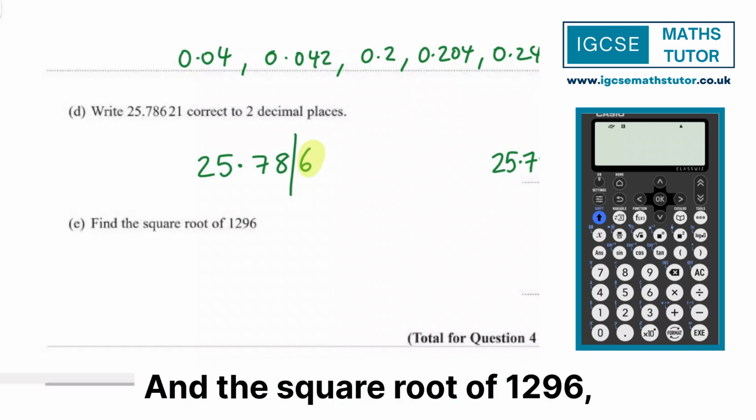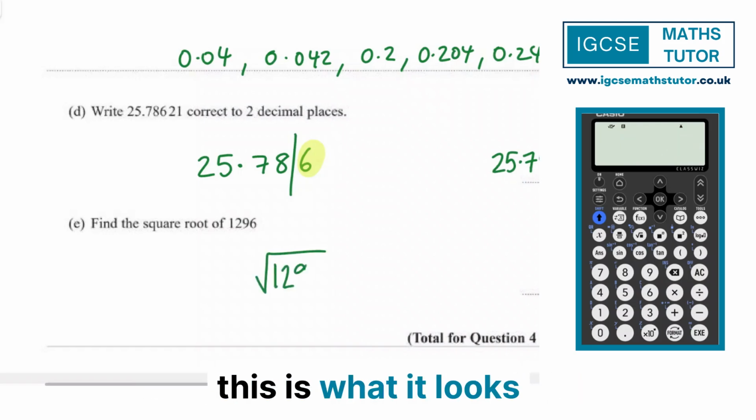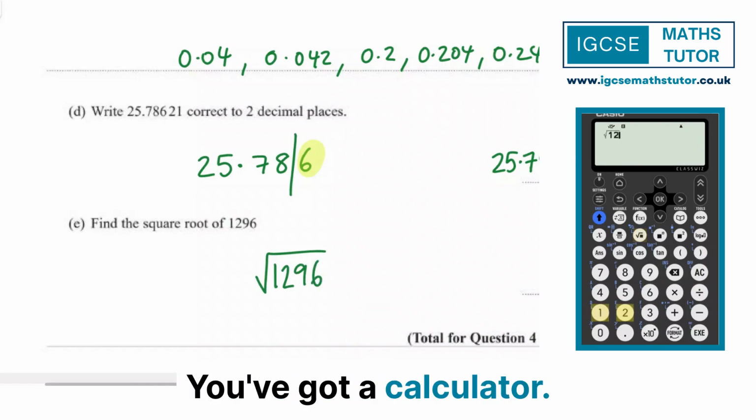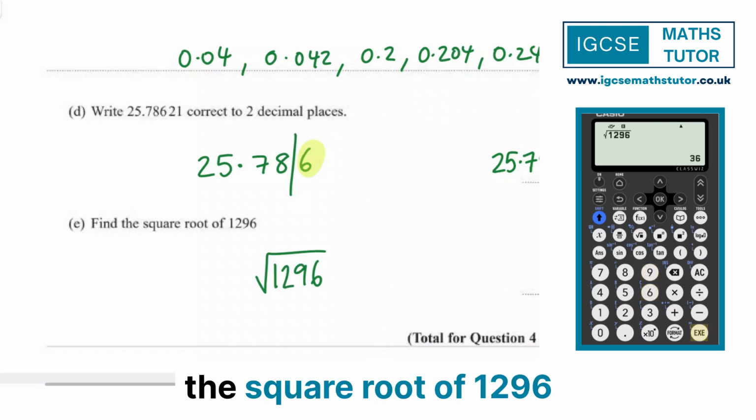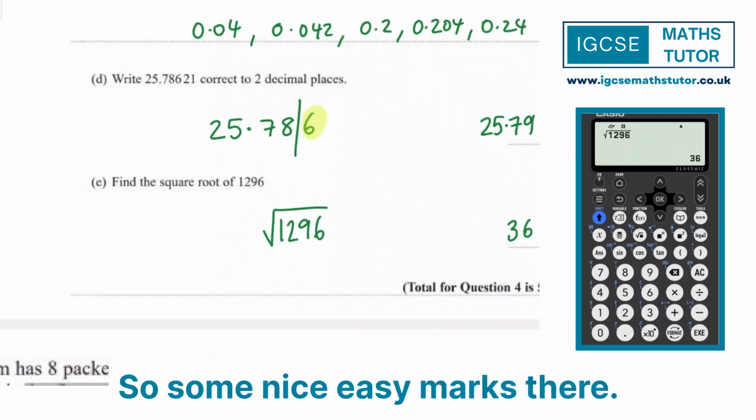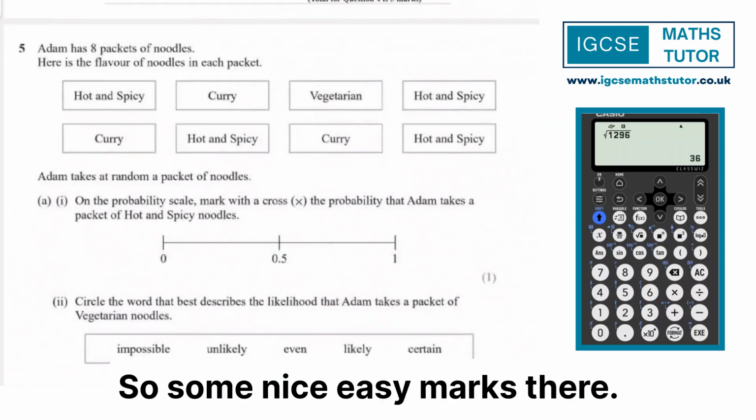And the square root of 1,296, this is what it looks like written. You've got a calculator, so we're just going to type in the square root of 1,296, and we should get 36. So some nice easy marks there.